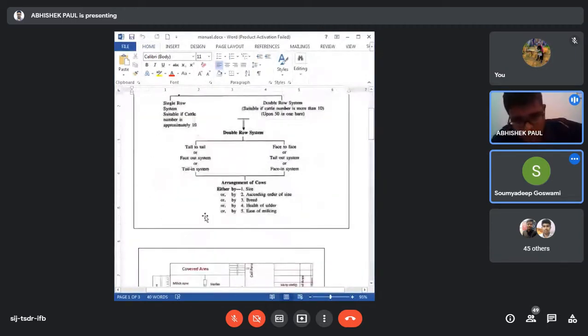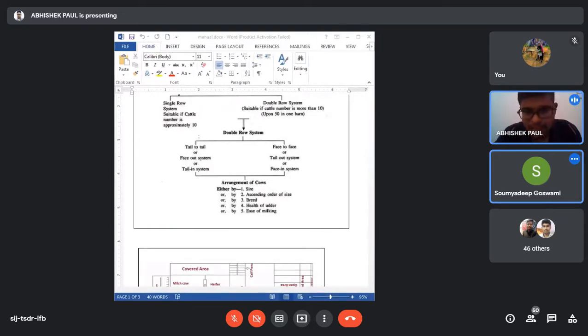For tail to tail or face to face, the arrangement of the cow, meaning how you will place the cows in order, depends on a few things. You can arrange them in ascending order of their size, meaning some are big, some are a little bit smaller. You can arrange them based on their size, otherwise by breed also. Suppose you are keeping 2-3 types of cow, then suppose Sahiwal you will keep this side, next Gir, then this side again. So based on the breed also you can arrange the cattle.